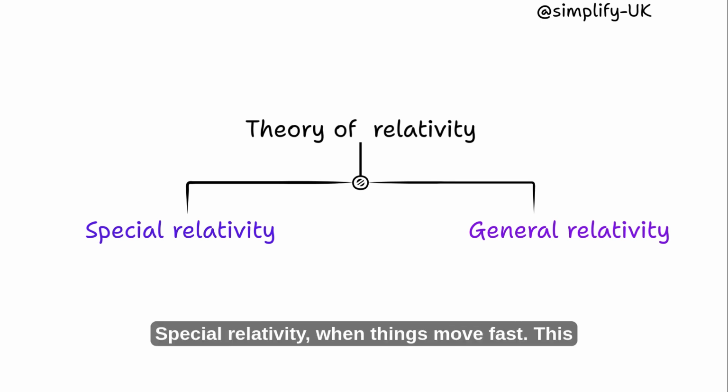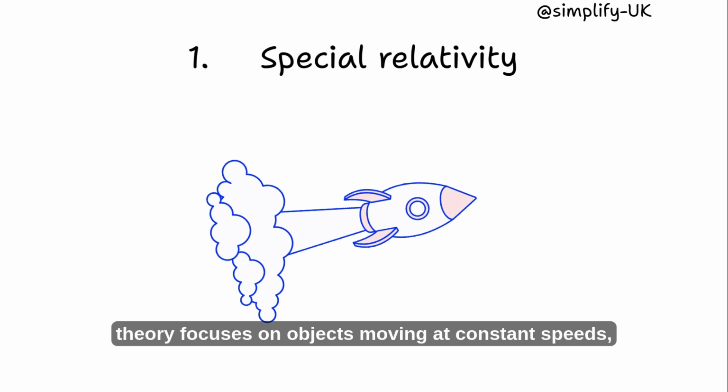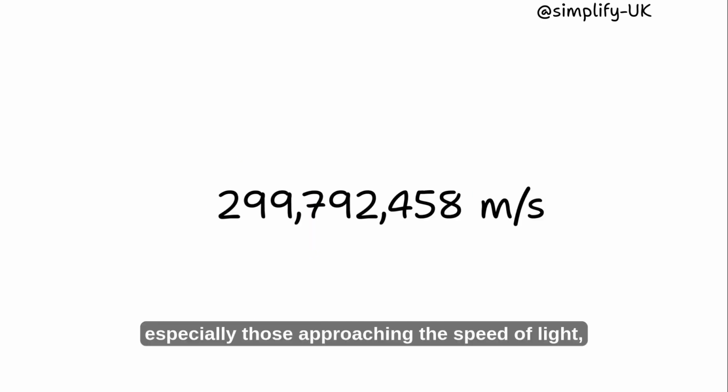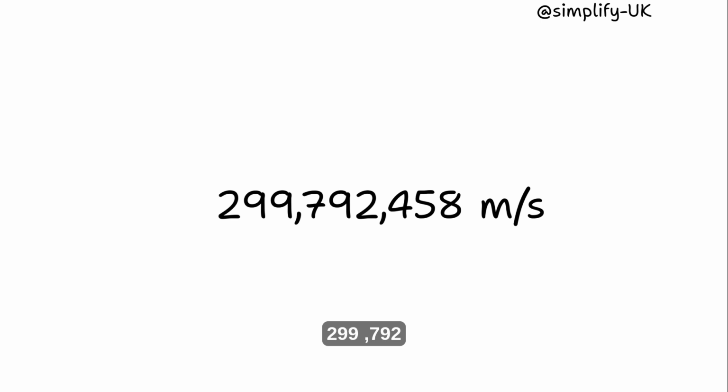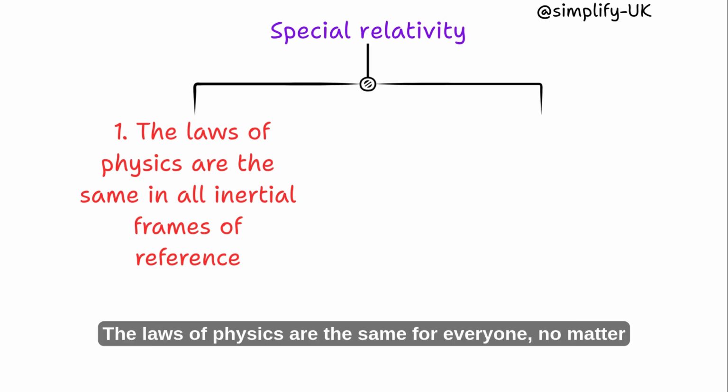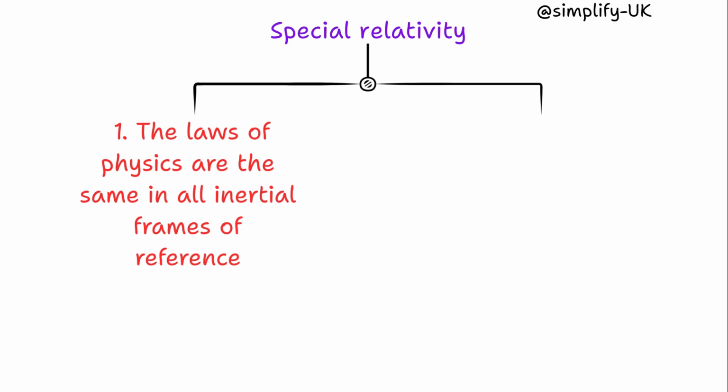1. Special relativity, when things move fast. This theory focuses on objects moving at constant speeds, especially those approaching the speed of light, 299,792,458 meters per second. It is based on two main principles. 1. The laws of physics are the same for everyone, no matter how fast they are moving, as long as they are not accelerating. 2.